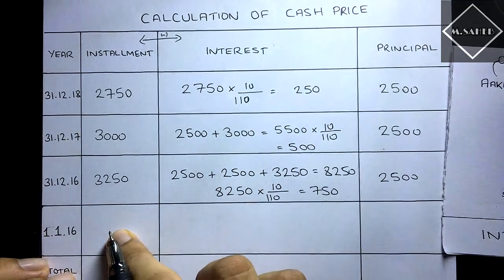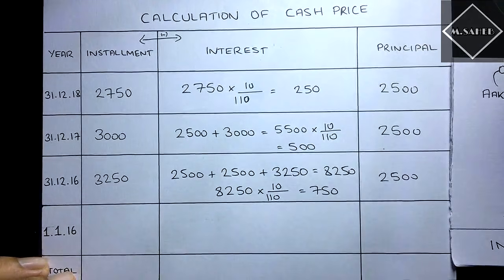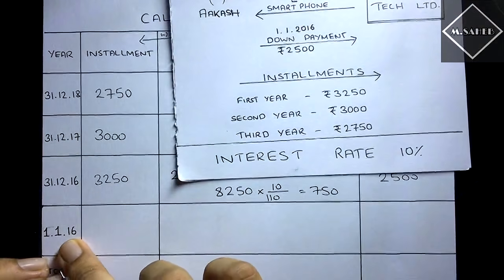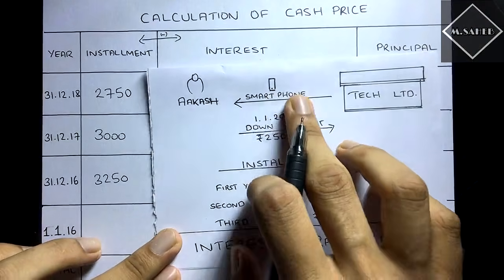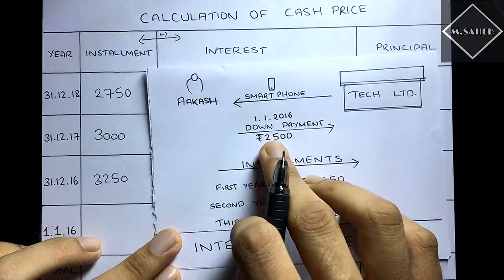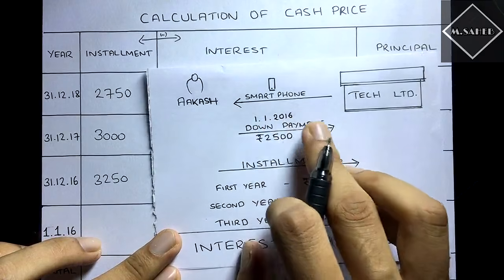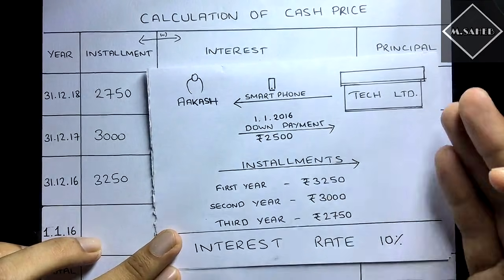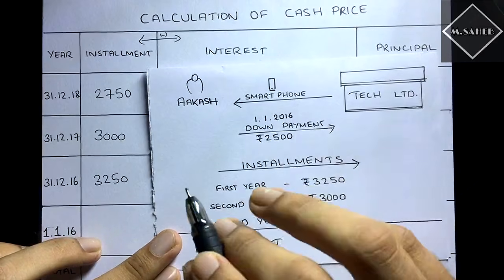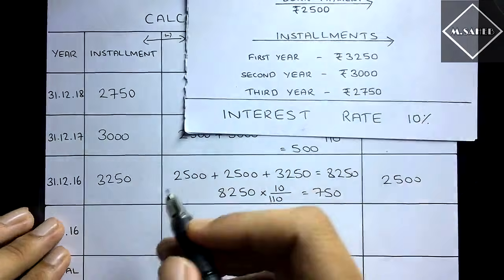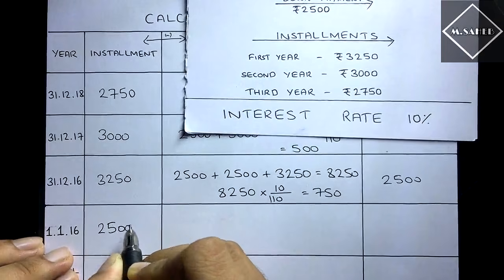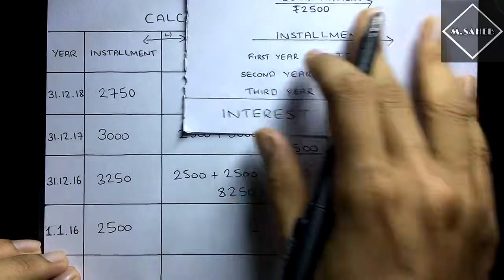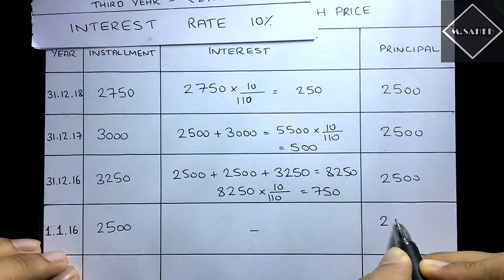Now at last, how to find out the principal amount? See, at last, now we have reached 1/1/2016. What happened on 1/1/2016? The smartphone was purchased and a down payment was made. You know, on down payment there is no interest, right? No time has passed. It is on the purchase date itself, so there will not be any interest. So the entire amount would go to principal amount. So 2500 would be the installment, and the entire amount would go to the principal column, that is 2500.